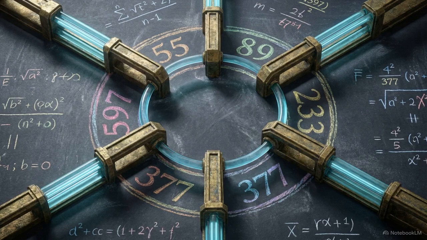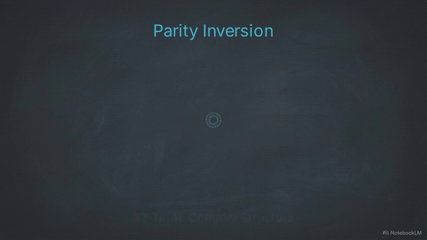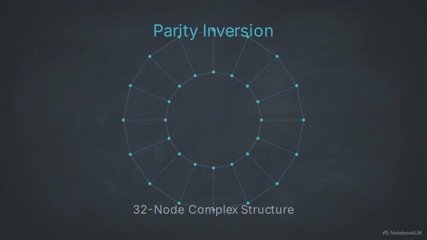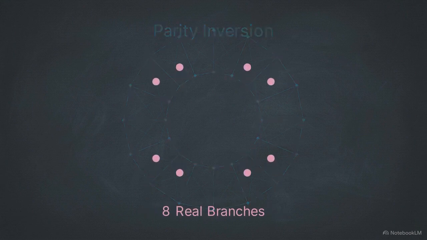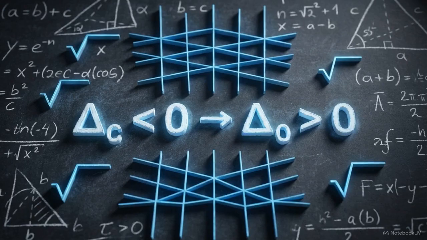System O uses the exact same numerical DNA, yet by running those numbers through the parity inversion, it produces a 32-node complex structure harboring exactly 8 real graphable branches. We will not use brute force computation to find these branches. We will analytically prove the exact algebraic mechanism that forces this topological transformation.